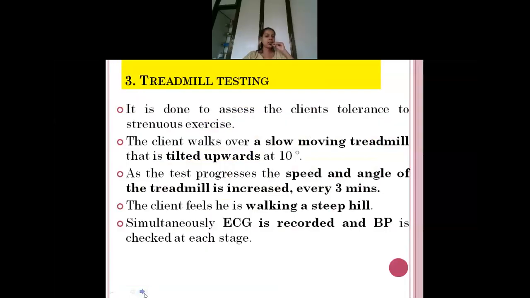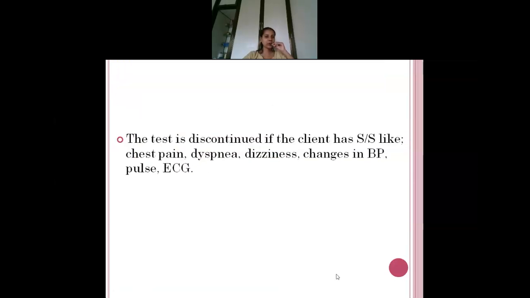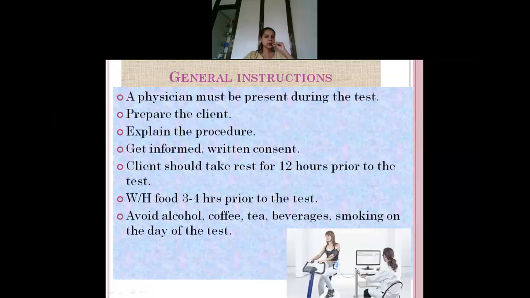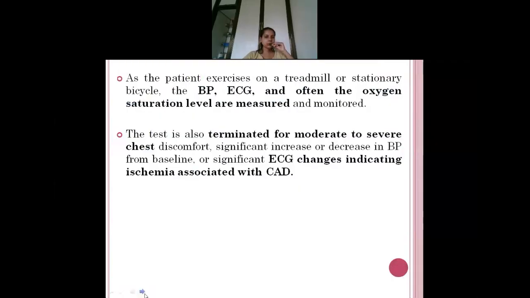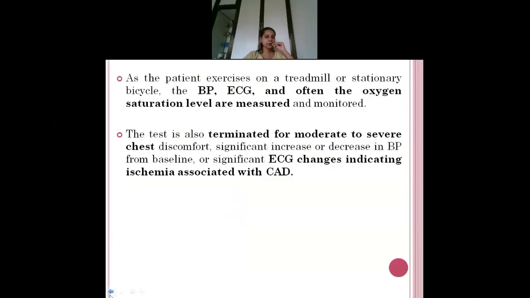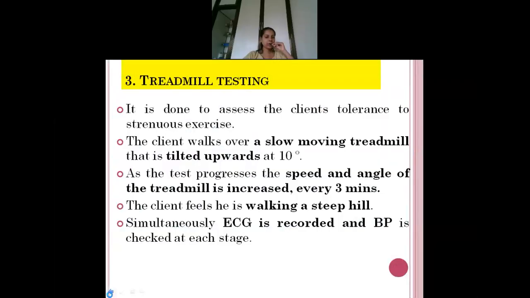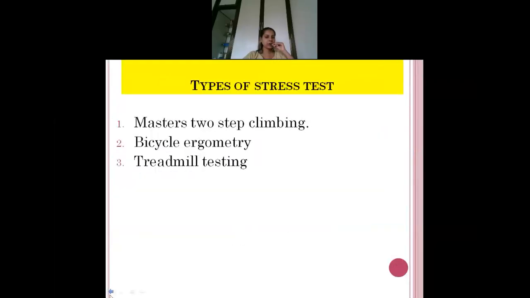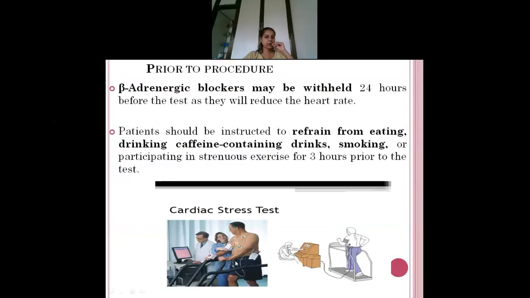The third one is the treadmill test. So I have already told you, showed you the figure here. So this is the figure. Sorry, this is actually bicycle ergometry. So the first figure we have got is the treadmill. So that is a treadmill test. Here you can see the person is on a treadmill.